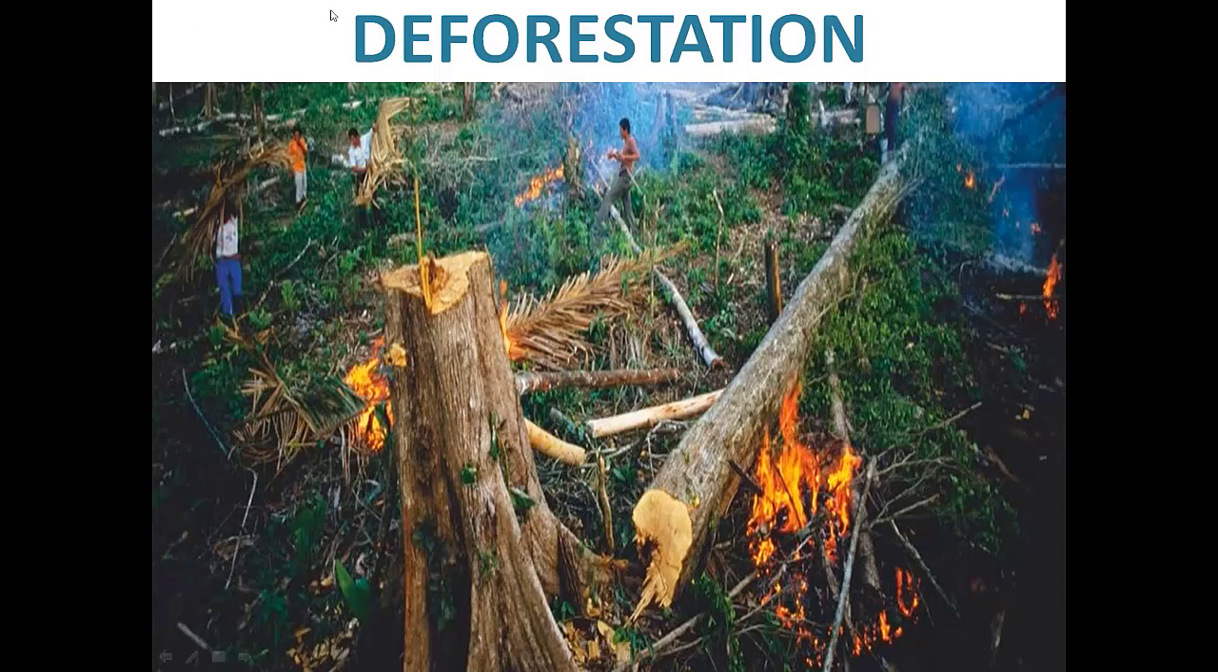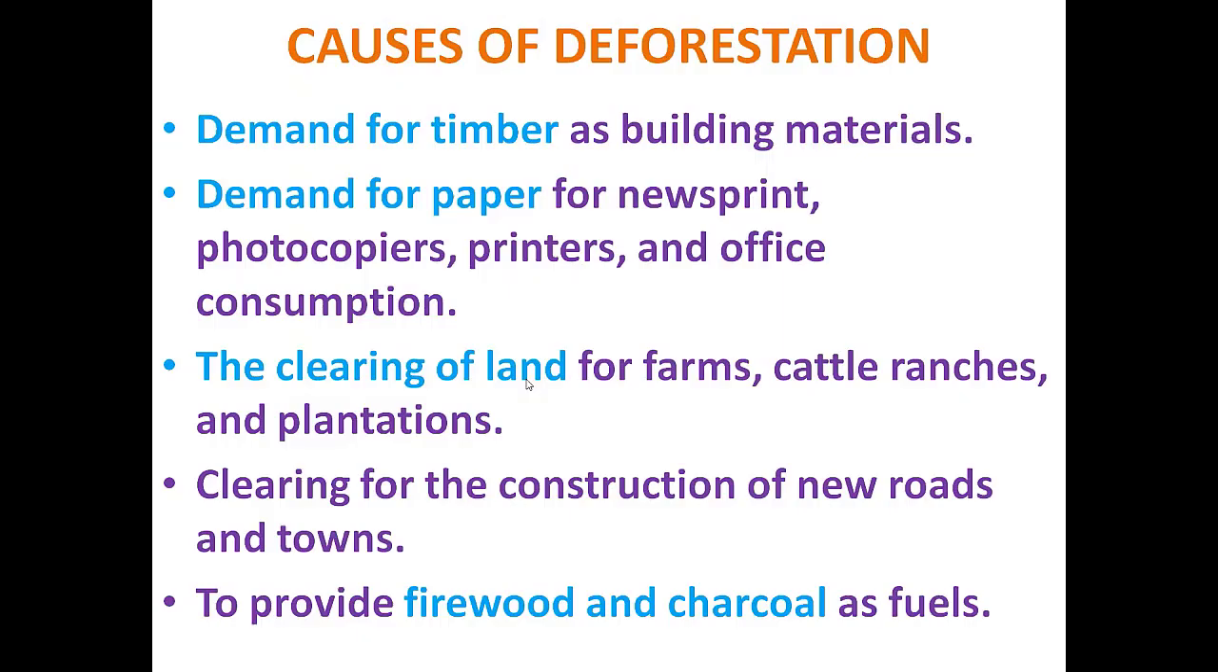This is a picture showing deforestation. The forests are being cleared off. They are being cut. What are the causes? Why is this process of deforestation occurring? What is the cause of deforestation? What are the different reasons? So the first one is demand for timber as building materials. First cause. The second one is demand for paper for newsprint, photocopiers, printers, and office consumption.